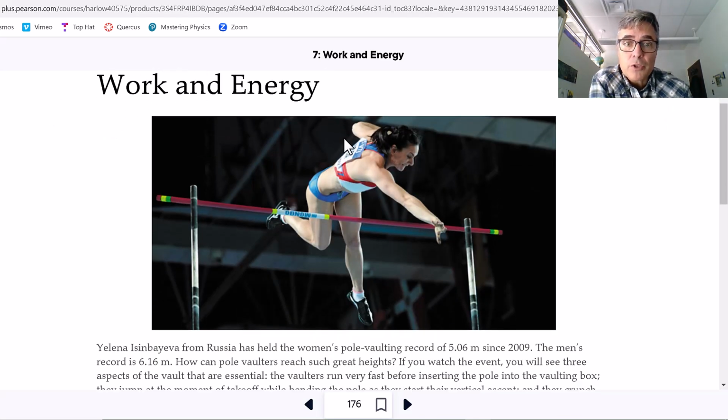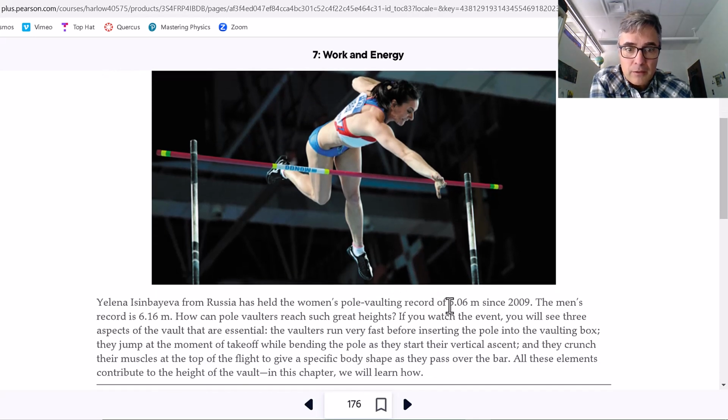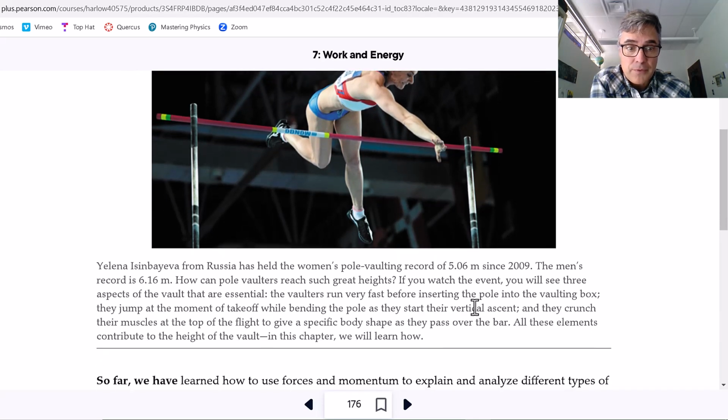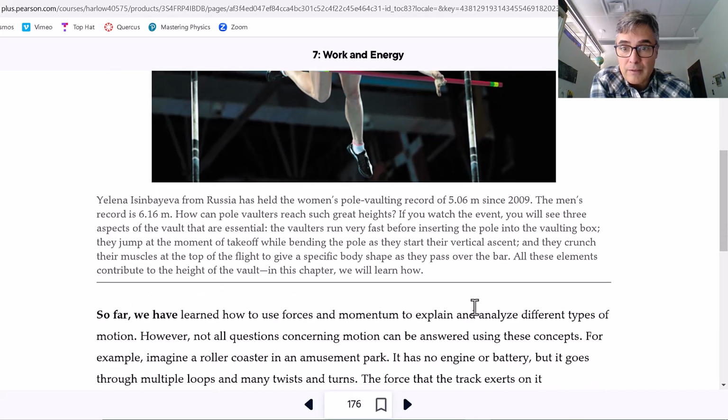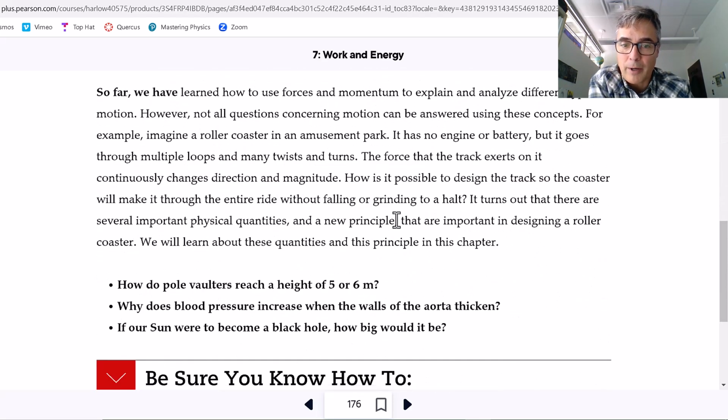The chapter opens with a photo of Yelena Isinbayeva from Russia doing a pole vault. Her record was 5.06 meters. So how can pole vaulters reach such great heights? You have to go really fast. Basically, one of the things they're doing is going really fast, so they have a lot of kinetic energy, and they're bending that pole so that it stores a lot of elastic potential energy, and then they're converting all of that energy into gravitational potential energy to get them up and over the bar.